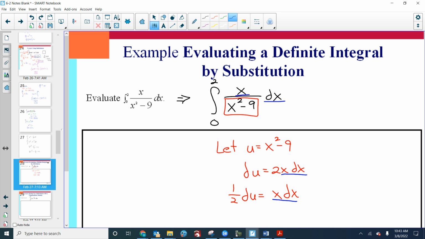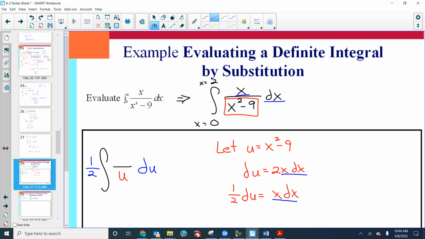Yeah, you plug it in to the x, since you put x dx, right? One over u, you want to take the derivative. Everybody get that far?